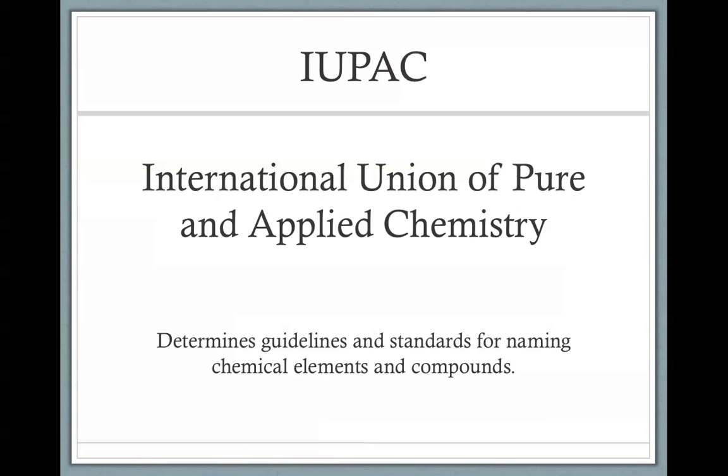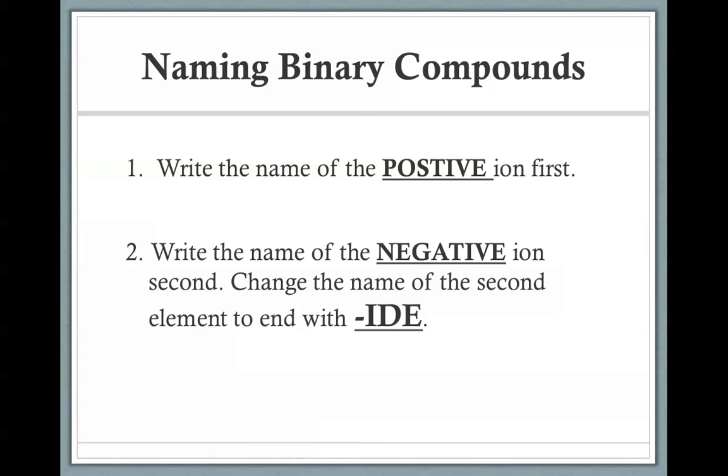IUPAC, which is the way that we're going to use their system to name compounds, is called the International Union of Pure and Applied Chemistry. Now, while I have many jobs now, they also determine guidelines and standards for naming various chemical elements and compounds. And I point out the word IUPAC just because it's going to show up on Regents questions and that type of thing. So naming binary compounds.